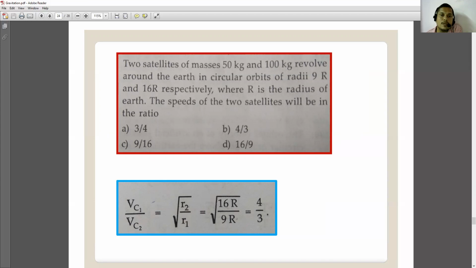टू सॅटेलाइट्स ऑफ मासेस, दोन सॅटेलाइट आहेत ज्याचे मासेस आहेत 50 kg अँड 100 kg, रिव्हॉल्व अराउंड द अर्थ इन सर्क्युलर ऑर्बिट्स. ज्यांचे रेडियस काय आहेत? 9R and 16R respectively, where R is the radius of Earth. R काय radius of the Earth आहे, त्यामुळं ह्यांचे जे सर्क्युलर ऑर्बिट्स आहे तर ते 9 into radius of Earth आणि 16 into radius of Earth एवढं आहे. The speeds of the two satellites will be in the ratio of. त्या दोघांचा जो स्पीड आहे त्या दोन सॅटेलाइटचा, त्यांचा रेशो आपल्याला काढायचा आहे. त्यासाठी आपल्याला क्रिटिकल व्हेलॉसिटी आणि रेडियसचे रिलेशन माहिती पाहिजे. सो Vc1 upon Vc2 is nothing but under root R2 by R1 by comparing the equation of Vc. So we know it is 9R and 16R. So after simplification, we can get this as 4 by 3, which is option B.